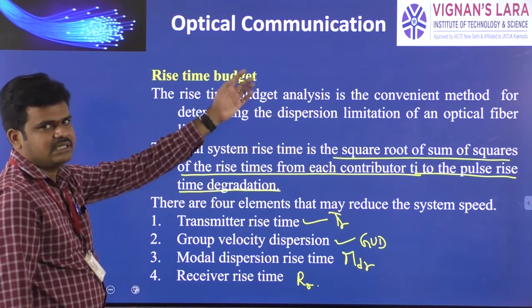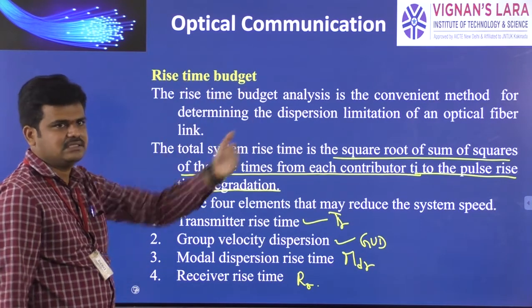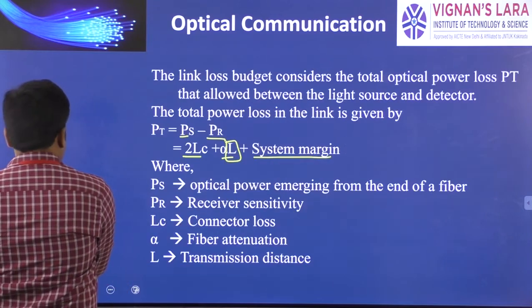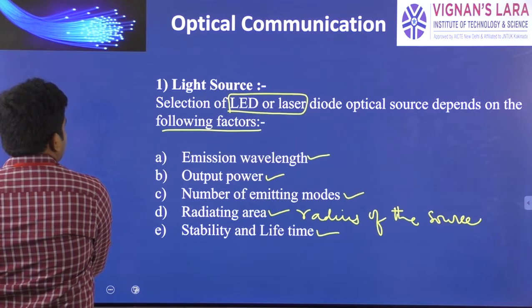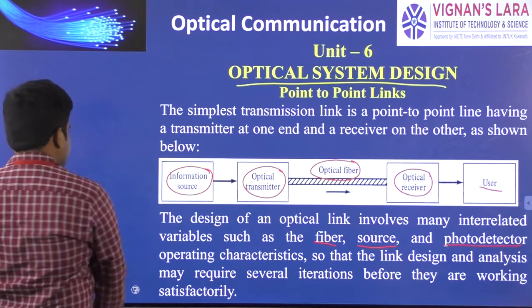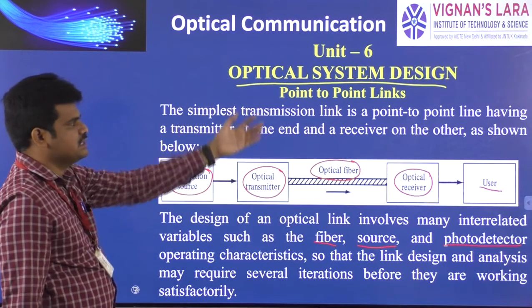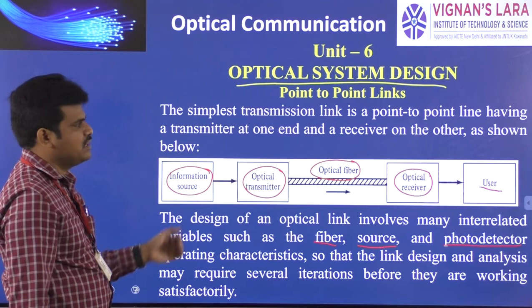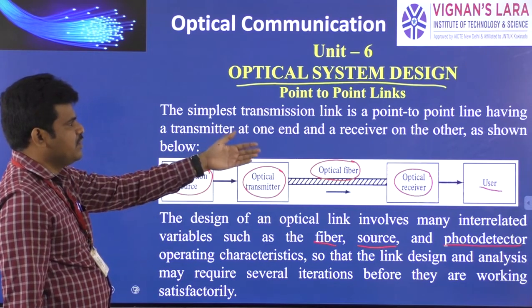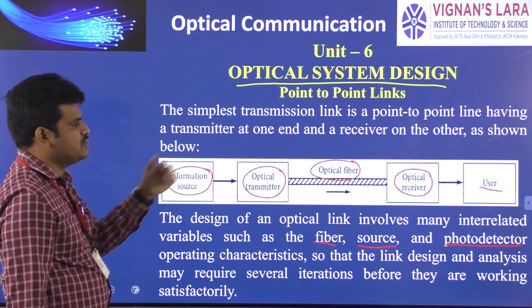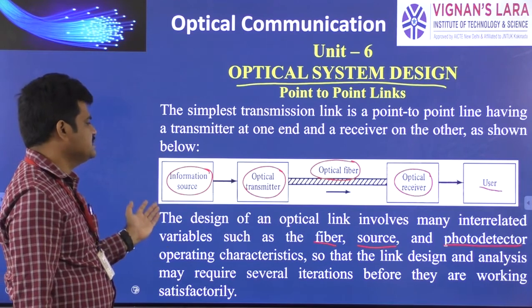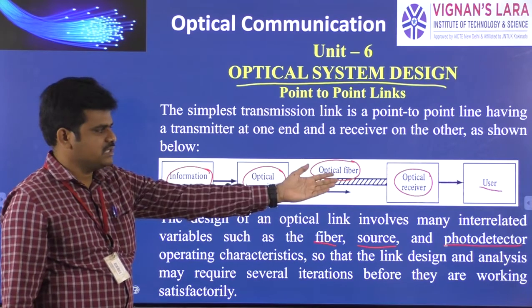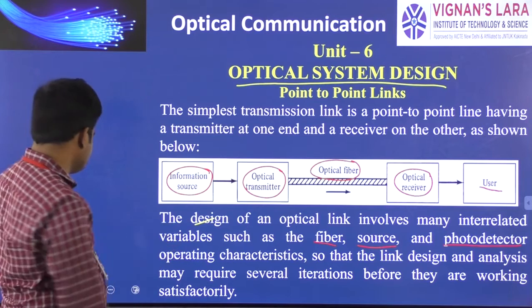So what we have learned today: we have started unit 6. Unit 6 is the optical system design. The point to point links depend upon so many factors. Point to point link means starting from the information source to the user.